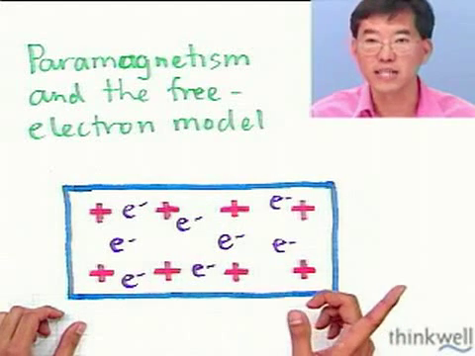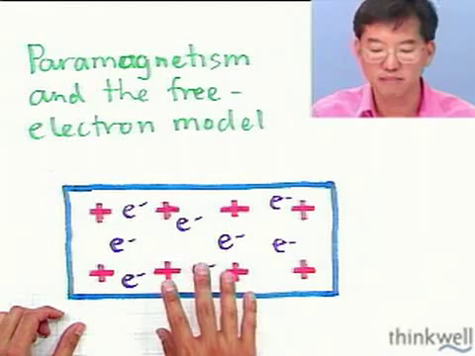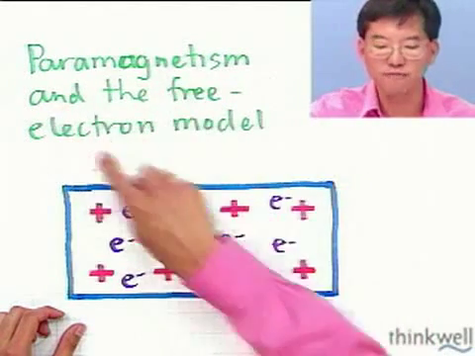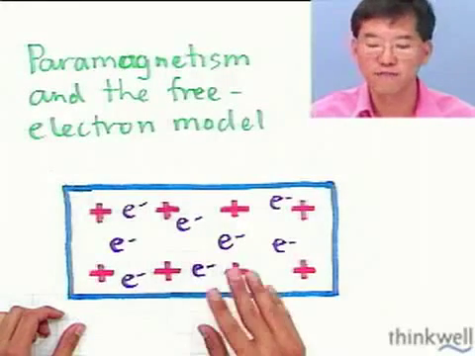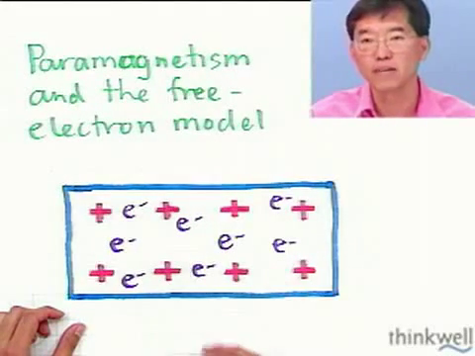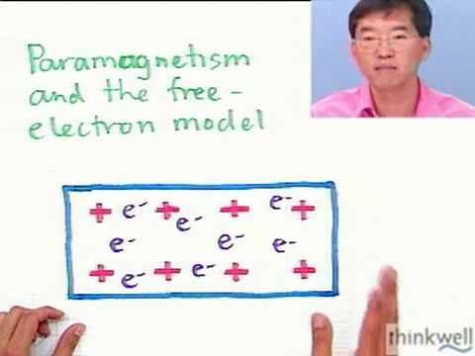But unfortunately, not all metals are paramagnetic. And so that means that the free electron model can't be the whole story. So here's another place where the free electron model is weak and where we have to use a more sophisticated model, which is band theory, in order to fully explain what's going on.